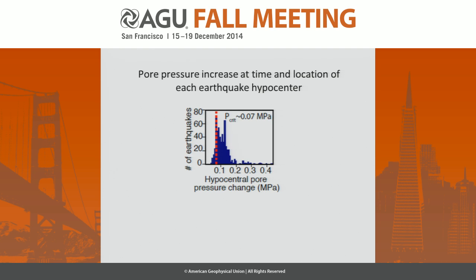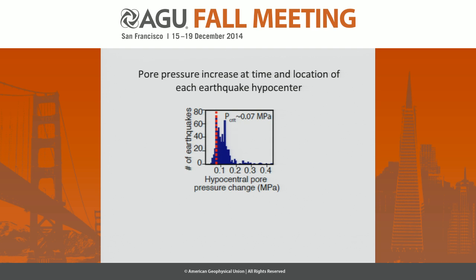And then the other thing we also looked at is to check the pore pressure at these seismicity locations. What is the pore pressure at the time of the earthquake? This is a histogram showing, on the horizontal axis, the pore pressure at the time of the earthquake, and this shows the number of earthquakes at this pressure. What we find here is that at 0.07 megapascal, a large population of earthquakes happened.